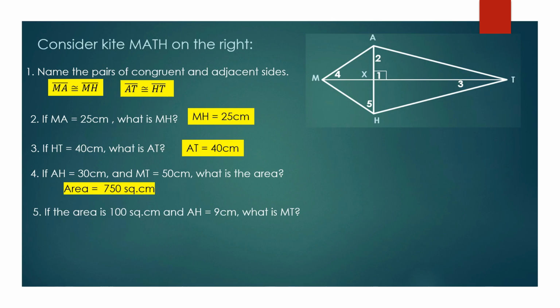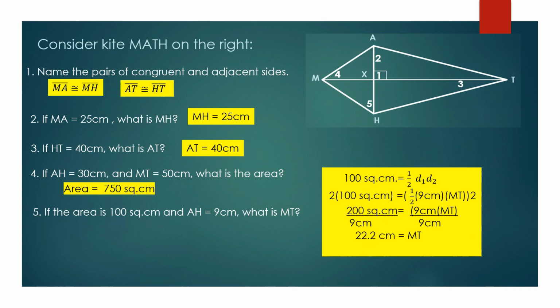Next, number 5. If the area is 100 square centimeters and AH equals 9 centimeters, what is MT? Again, using the formula for the area of a kite, we have area is equal to 1/2 times d sub 1 times d sub 2. So substitute the given to the formula. It will be 100 square centimeters is equal to 1/2 of 9 centimeters and MT.